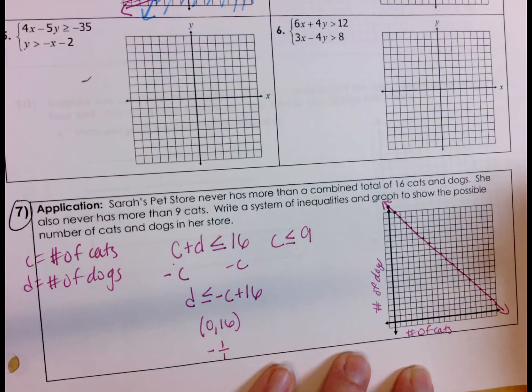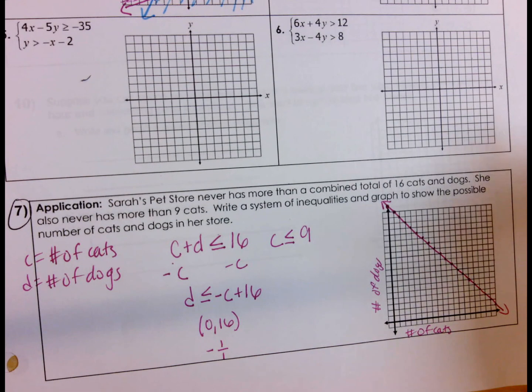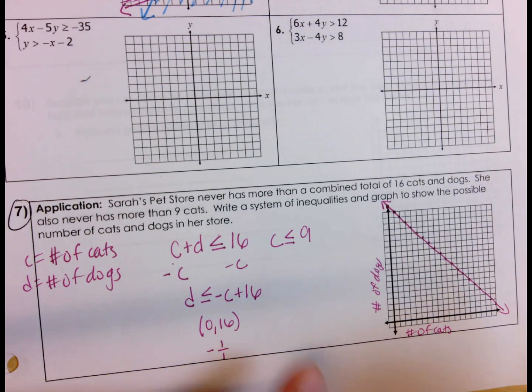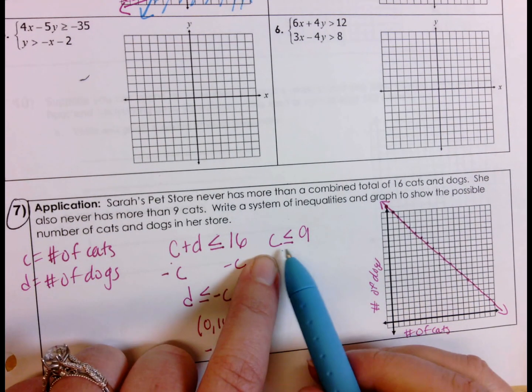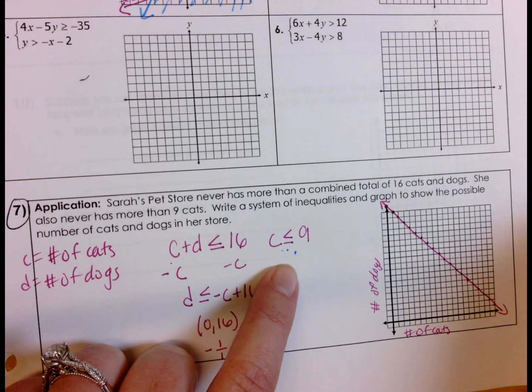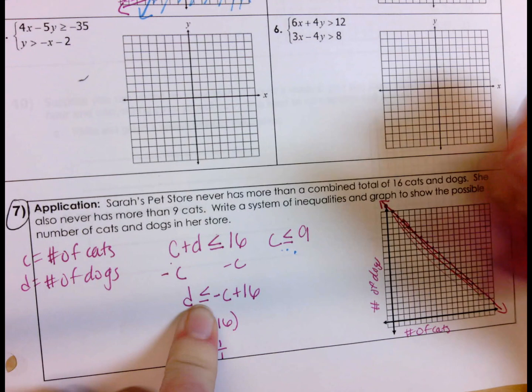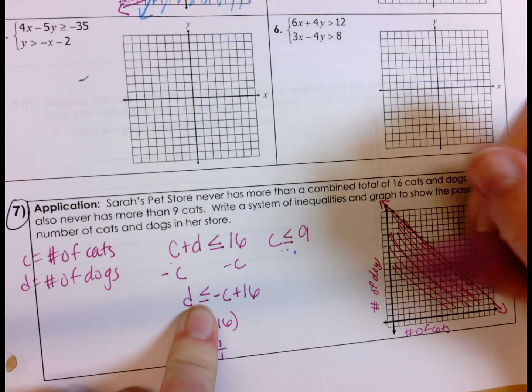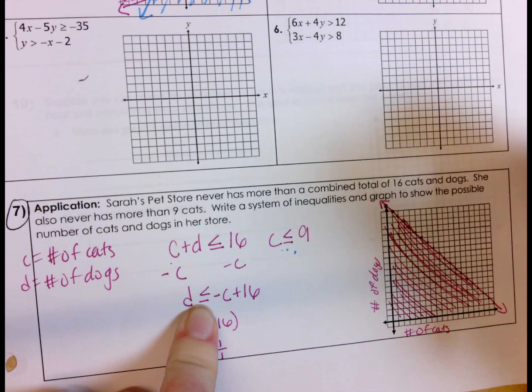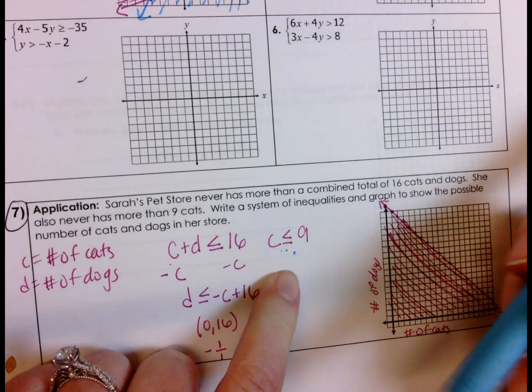The second thing we're going to do is graph this blue line. The blue line is that the cats have to be less than or equal to 9. Before I do that, let's shade this one. It's less than, so I'm going to shade everything below this line. I'm just going to put some lines in there. Now back to the other one.